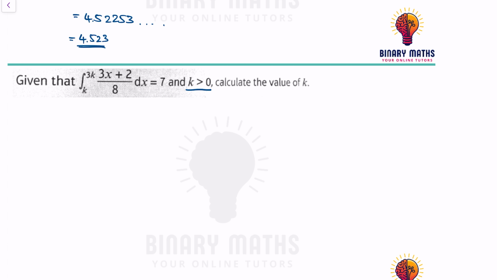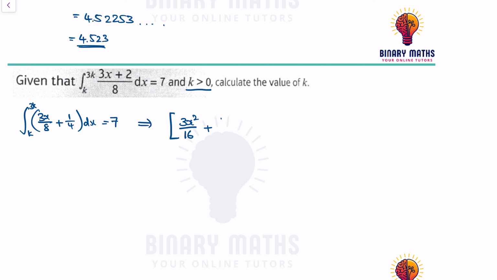So we've got this condition, which means if I separate out the bracket, I get, for the numerator, 3x over 8 for the first term, plus 2 over 8, which is just a quarter. I'm just going to write it like this because it's easier to integrate. It must be equal to 7. Now when I integrate 3x over 8, I get 3x squared over 8 times by half, so it becomes over 16.